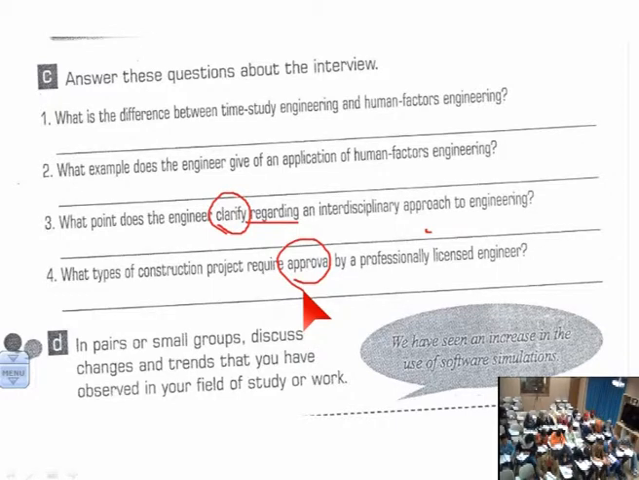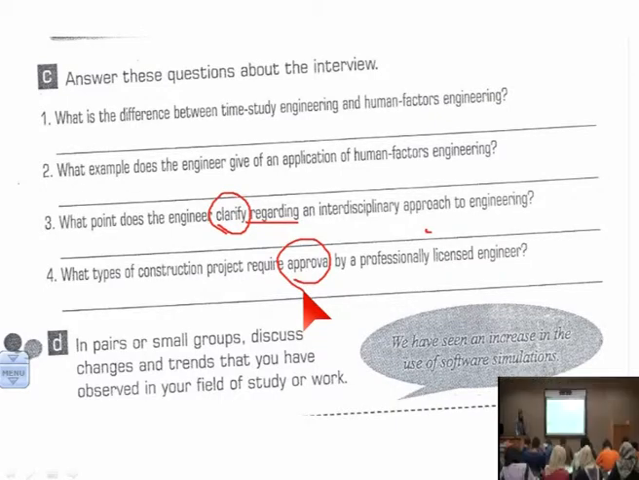Repeat the question. Sorry. What type of construction project requires approval by a professionally licensed engineer? Yeah. Public and worker safety is a consideration. Yeah, and I suppose also the construction of public and commercial structures. That's right. The construction of commercial structures and public structures.